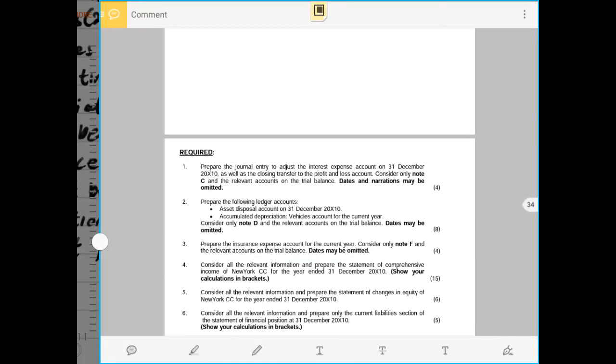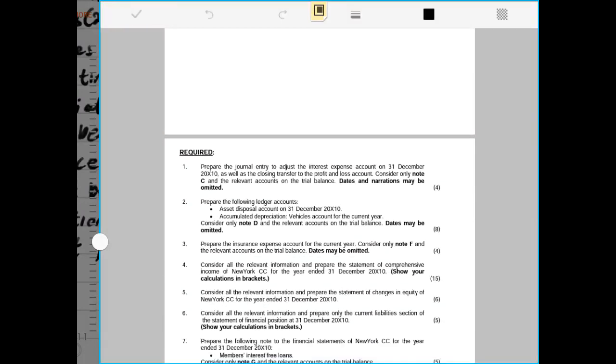In the requirements, under number 1, we are required to prepare the journal entry to adjust the interest expense account on the 31st of December 2010, as well as the closing transfer to the profit and loss. So now we have to make the adjustment for the accrued expense in terms of interest for 7,500, the one we have just calculated, and also close it off to profit and loss. So I will do that.